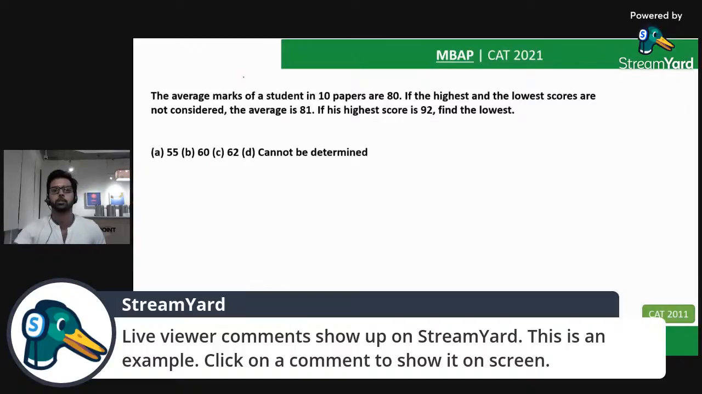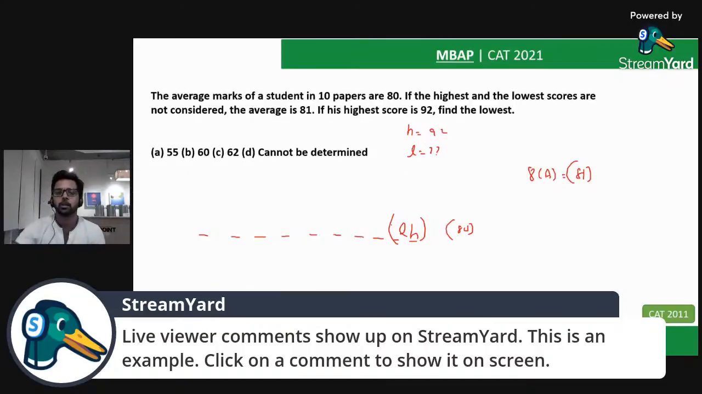The average marks of students in 10 papers. They are saying there are 10 papers: 1, 2, 3, 4, 5, 6, 7, 8, 9, 10. The average of all of them is 80. If the highest and the lowest score are excluded, the average of the remaining 8 becomes 81. The highest score is 92. The question is, find the lowest score.